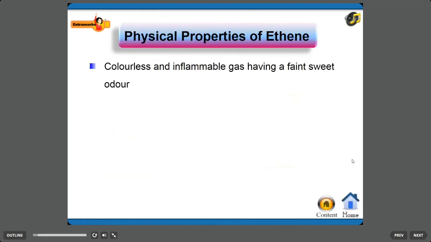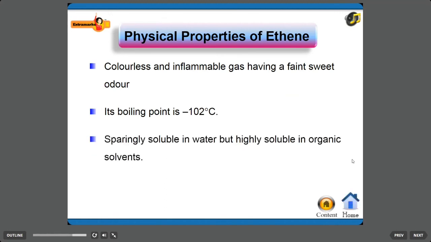Now we will study about the physical properties of ethene. Ethene is colorless and inflammable gas having a faint sweet odor. Its boiling point is -102 degrees Celsius. It is sparingly soluble in water but highly soluble in organic solvents. It produces anesthetic effect upon inhalation.